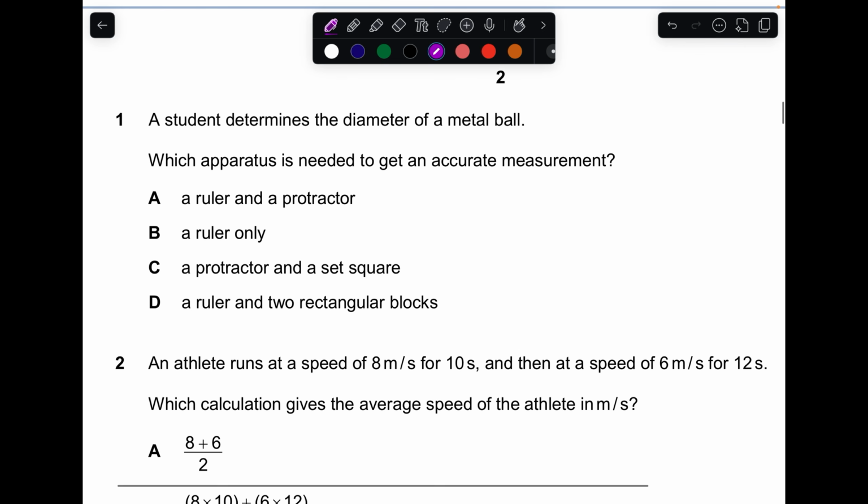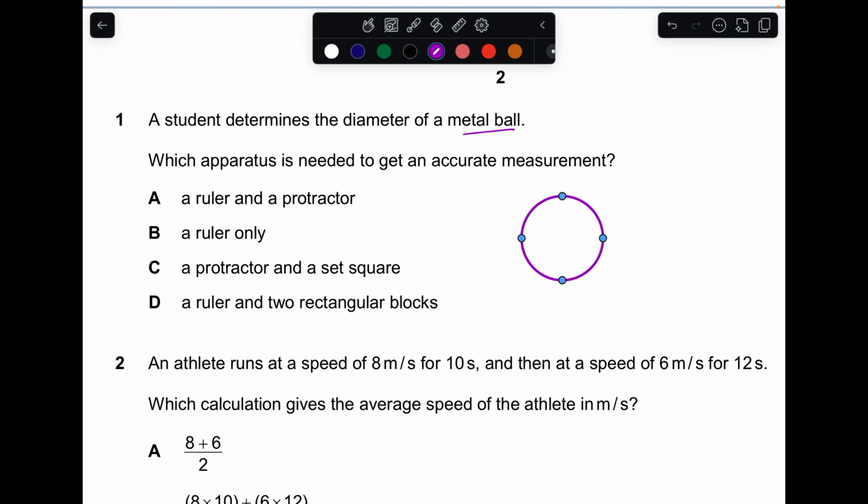A student determines the diameter of a metal ball. Which apparatus is needed to get an accurate measurement? Okay, so what is the challenge in measuring a metal ball? Basically, you have to measure the diameter. It's very hard to accurately determine the diameter of it because we don't know where the center is.